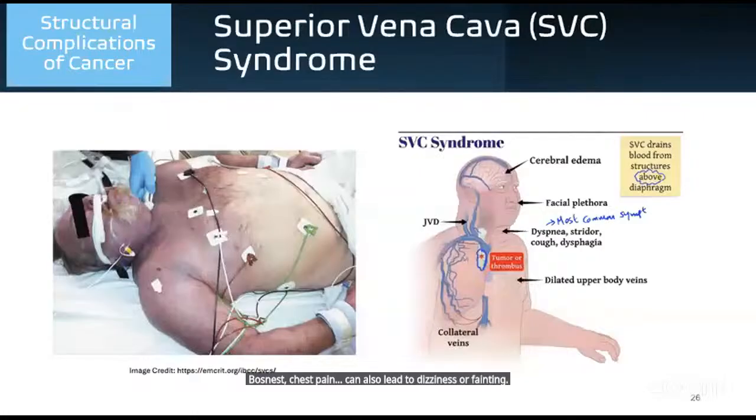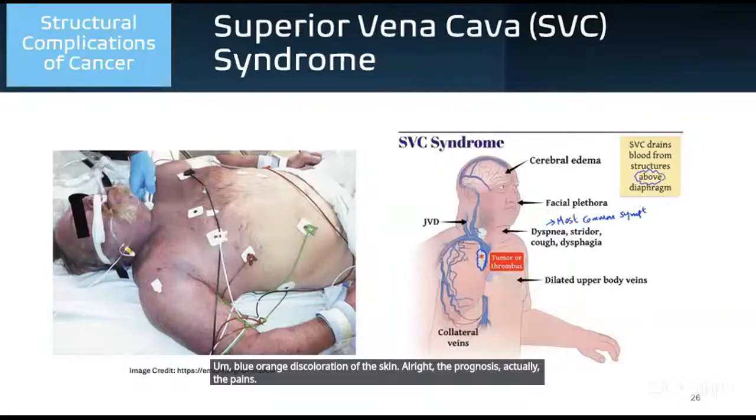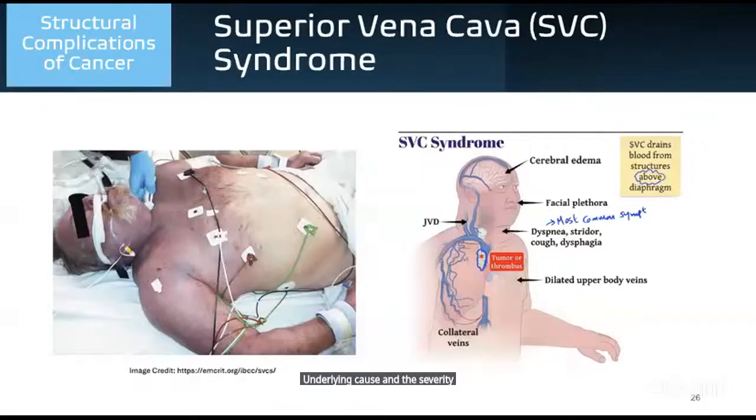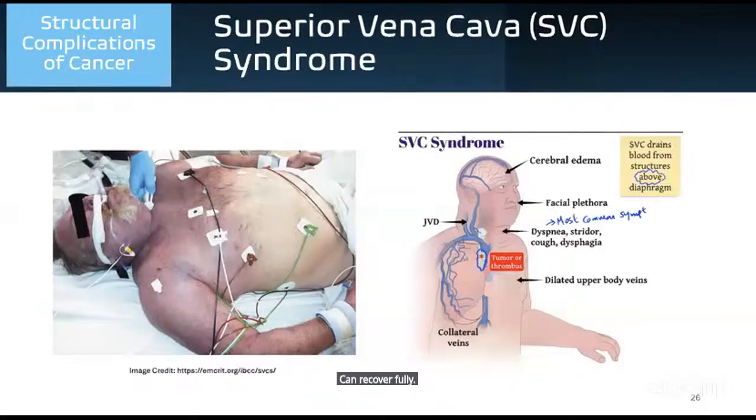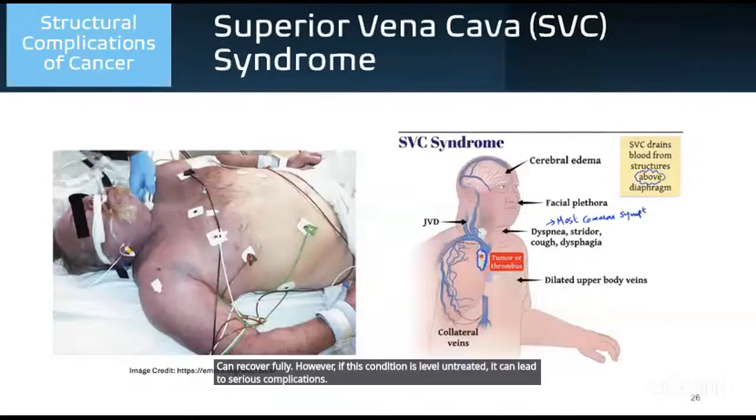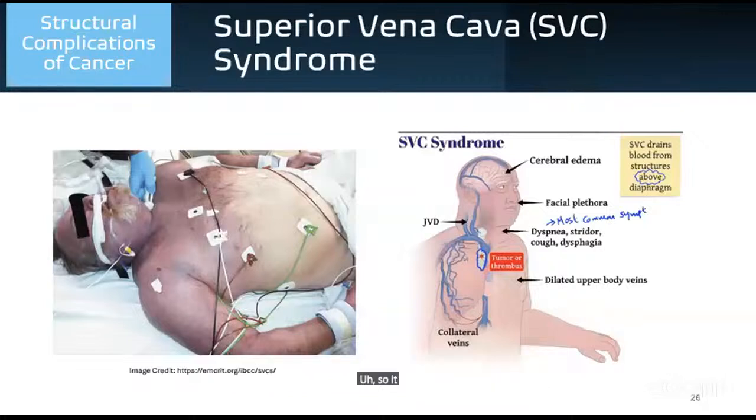Because of the impaired venous drainage from the arm, it can lead to bluish discoloration of the skin. The prognosis depends on the underlying cause and the severity of the blockage. The good news is that with prompt and early treatment, most people with superior vena cava syndrome can recover fully. However, if left untreated, it can lead to serious complications such as heart failure or death.